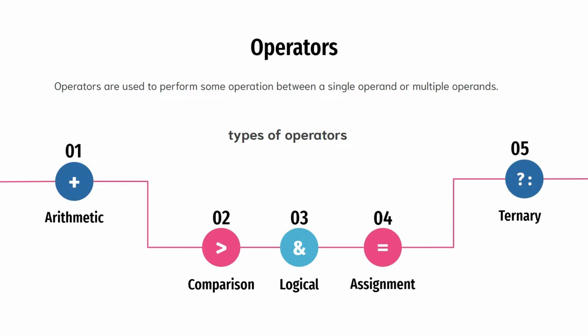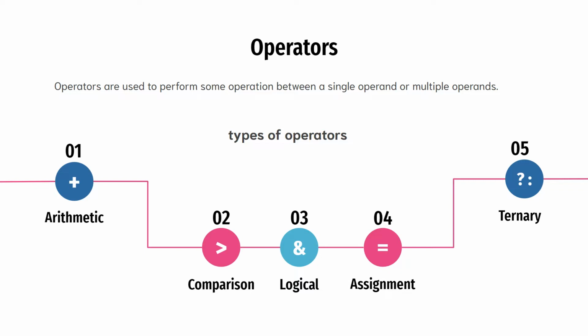Similarly, we have lots of operators, and in JavaScript there are 5 types of operators. The first one is the arithmetic operators. They are used to perform arithmetic operations like addition, subtraction, multiplication, division, and so on. Similarly, we have comparison operators that are used to perform comparative operations, like whether the first number is greater than the second number or the second number is less than or equal to the first number. We can do these kinds of operations using comparison operators.